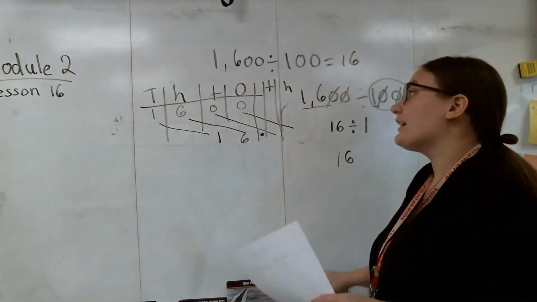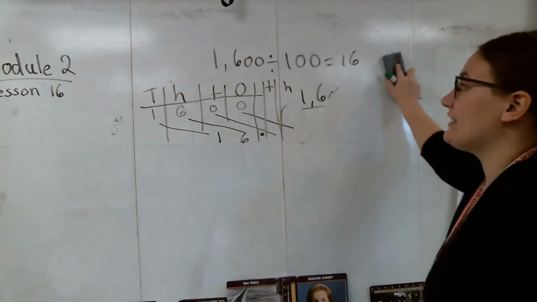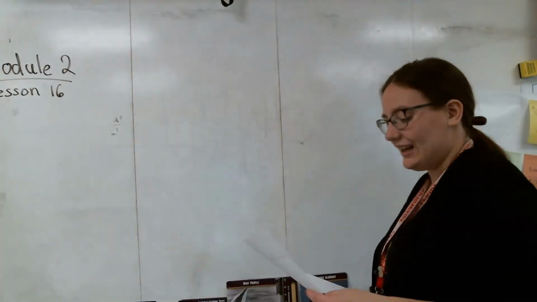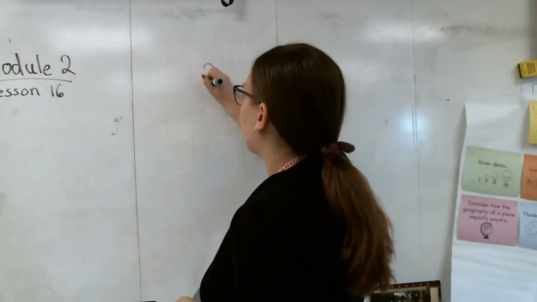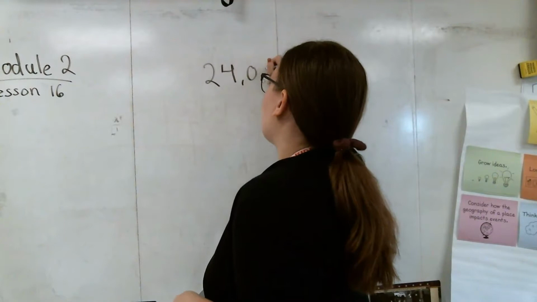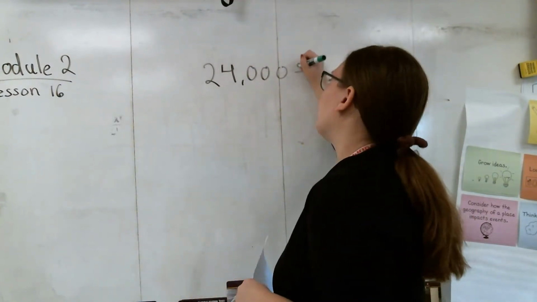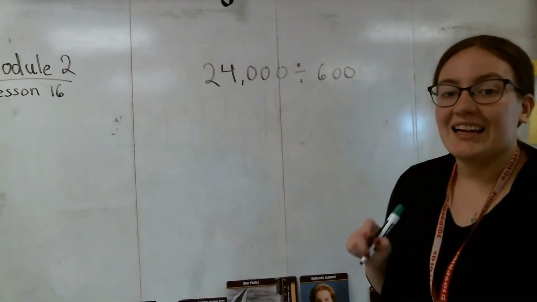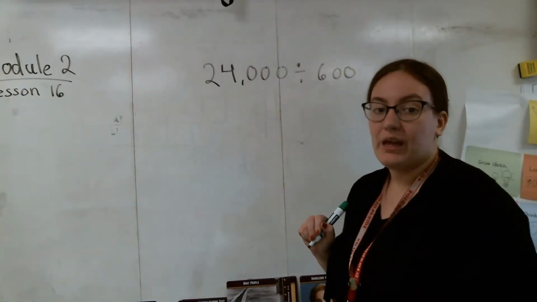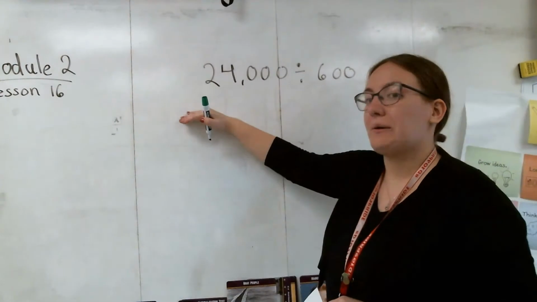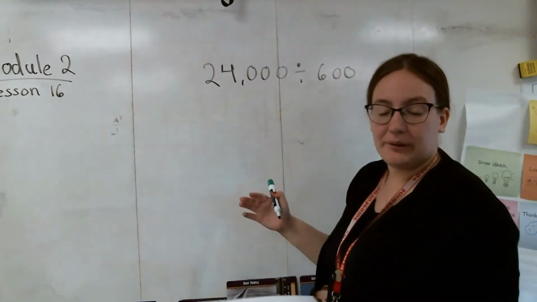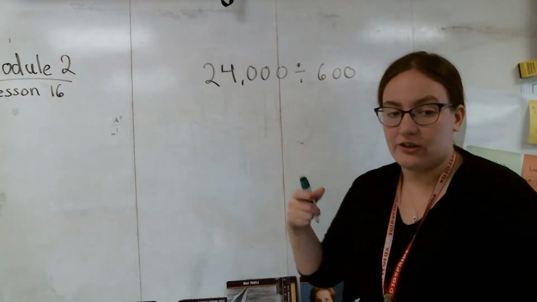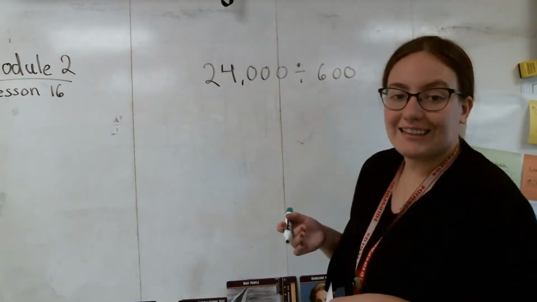All right, let's take a look at our third problem, and you're going to see why this strategy that I just taught you is going to help you out a lot. So we have the number 24,000 divided by 600. Now 600 is not a power of 10. So if I were to use a place value chart, I really wouldn't be able to use that exactly to help me out with this problem. But if I use that strategy that I just taught you, it's a little bit easier.